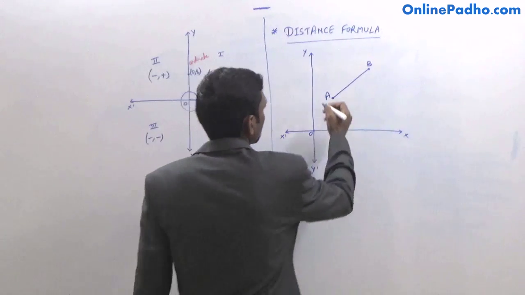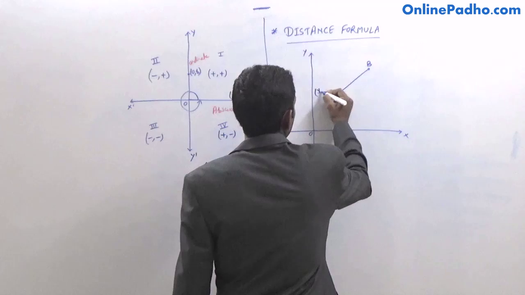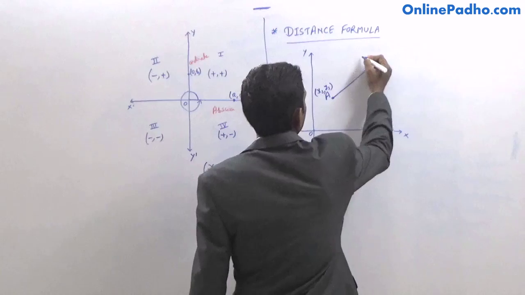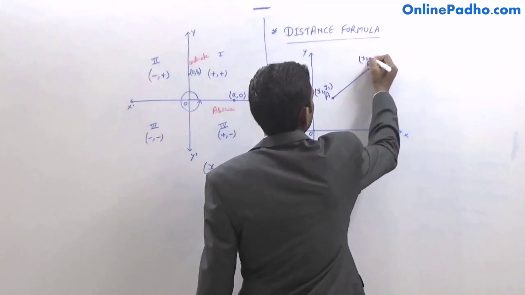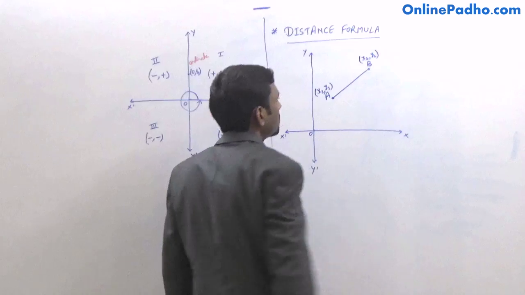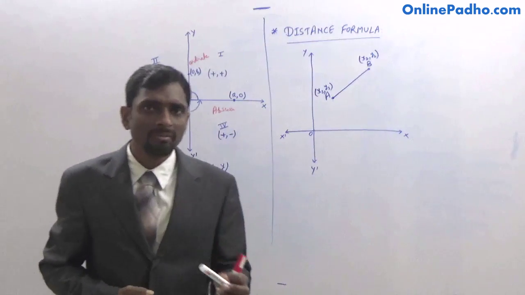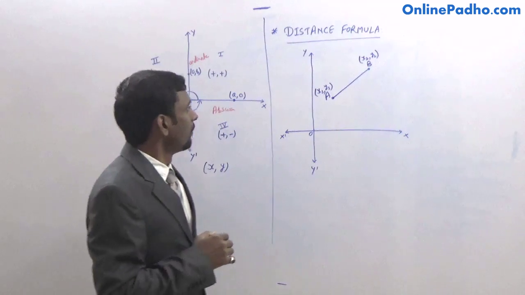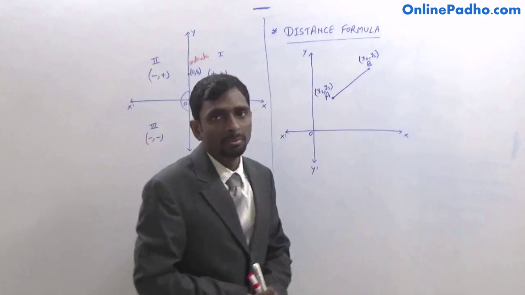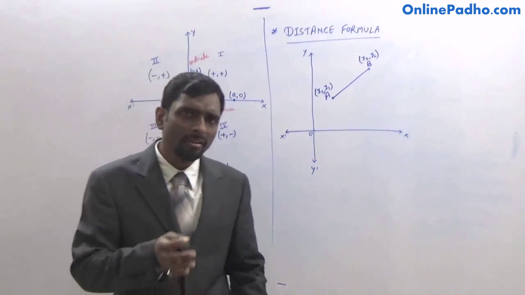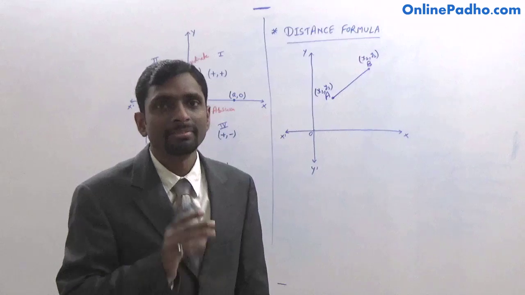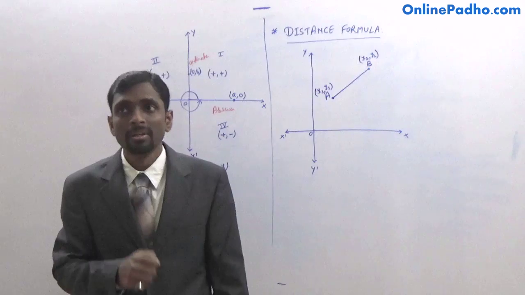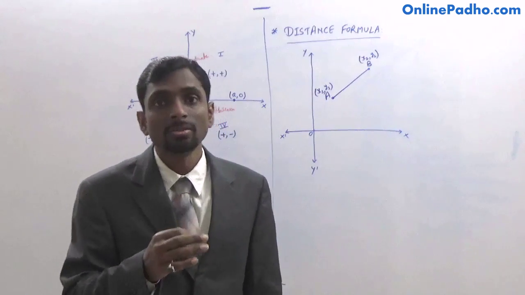Now, let's consider the coordinates of point A as x1, y1 and the coordinates of point B as x2, y2, right? Now, we have to find the distance between these 2 points. So, first of all, we need to discuss what is meant by x1, which length is called x1, which length is called y1, which length is called x2, which length is called y2.